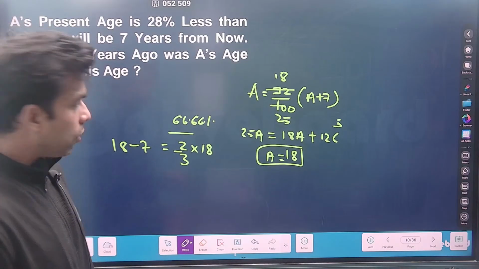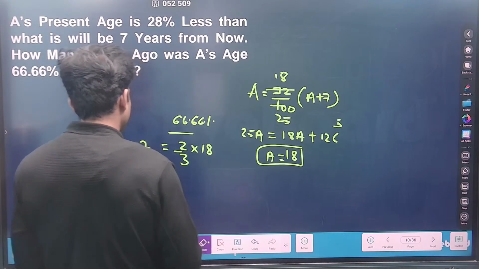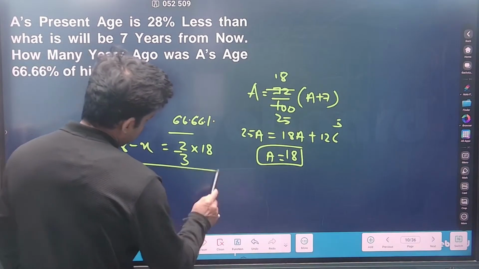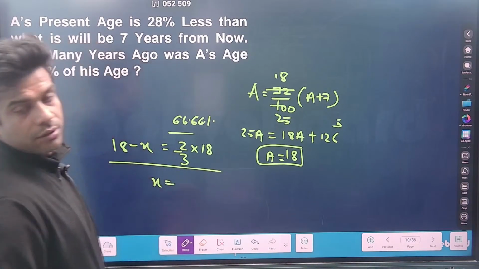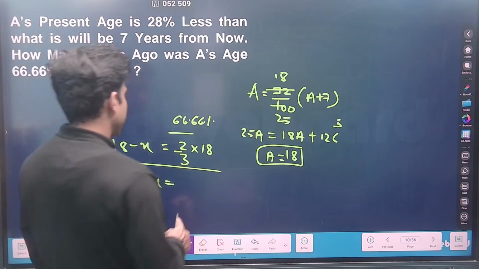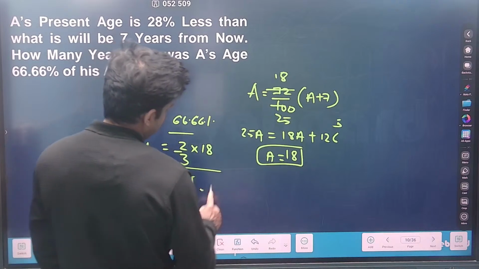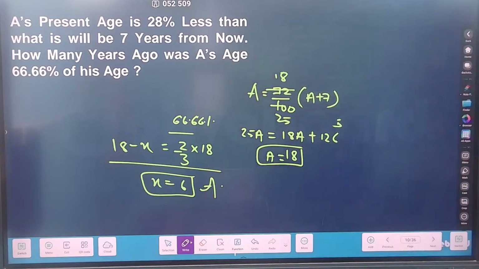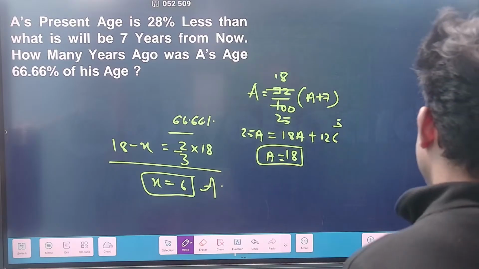Correct or not? Or 18 minus x you can write. 18 minus x. From here, take out the value of x. How much will it come? The value of x would be 6. Answer. This was a good question. Came in the exam also.